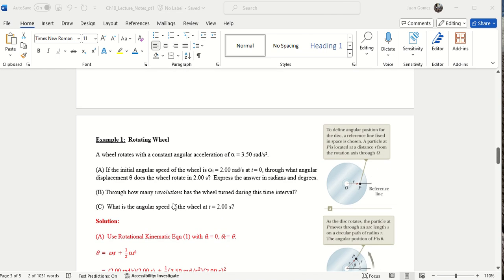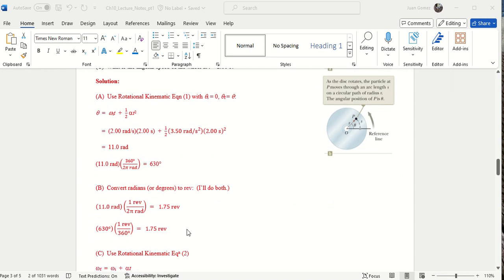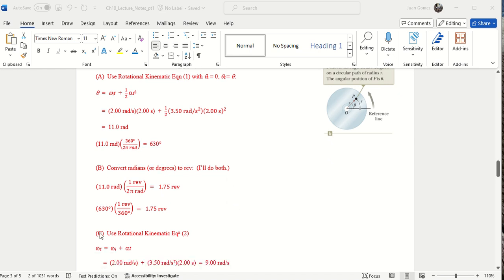Now, part B, I want to know during that 2 seconds, how many revolutions did the wheel make? Well, I just need to convert degrees or radians to revs, and I did both. So 11 radians, there's 1 rev for every 2 pi radians. You get 1.75 revs. Let me do the 630 degrees. 630 degrees, there's 1 rev for every 360 degrees. Remember, 1 revolution is 1 complete circle, so that's 2 pi radians or 360 degrees. You get the same number.